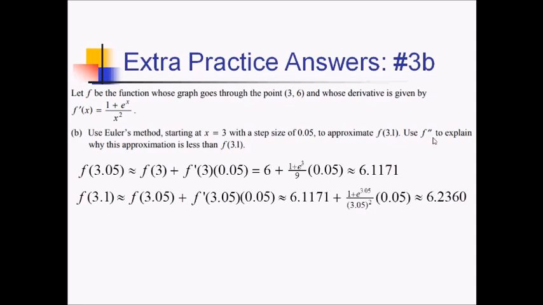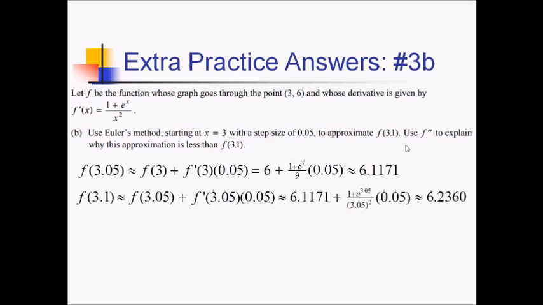Now they want us to use f double prime to explain why this approximation is less than f of 3.1. So just like with tangent line approximations, with Euler, which is basically tangent line approximations over and over again, we have to look at the concavity between the launching off value, which in this case was 3, and the final value, which is 3.1, to see what the concavity is on that whole interval. And if it's concave up on that whole interval, then we know that we under-approximated. Concave down on the whole interval, then we over-approximated. Now they want us to use f double prime to figure this out.